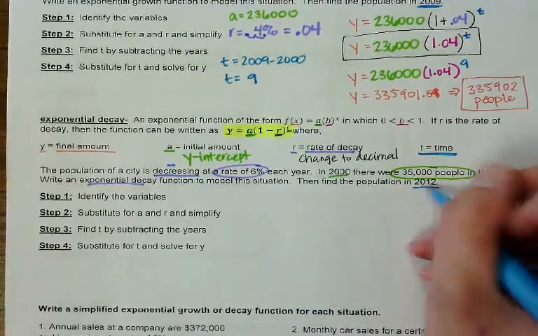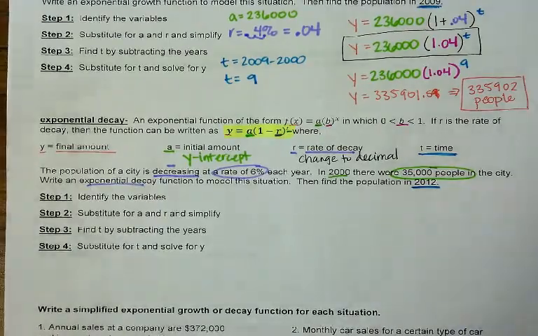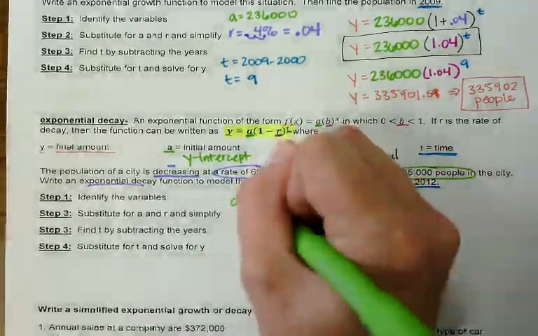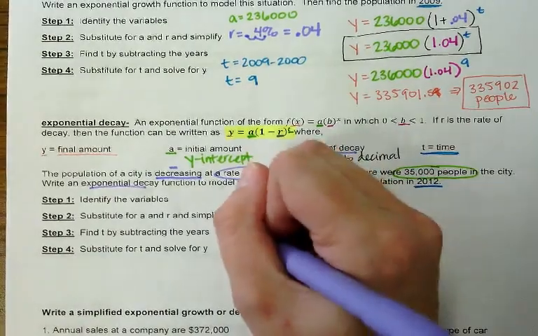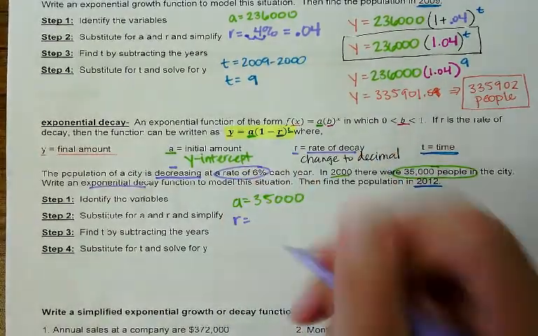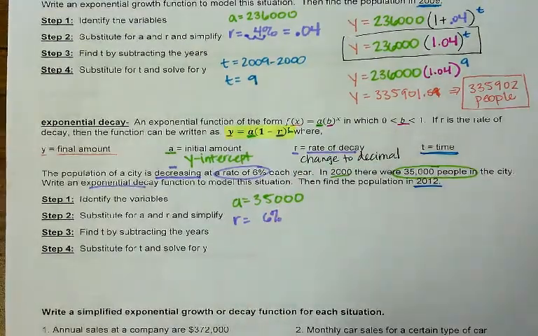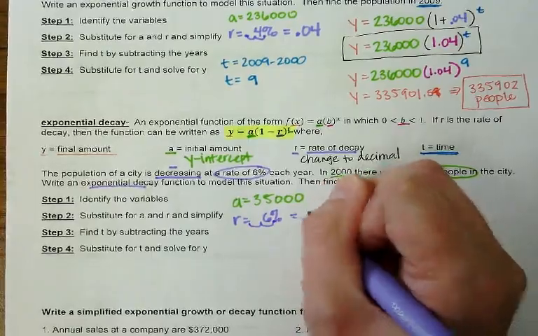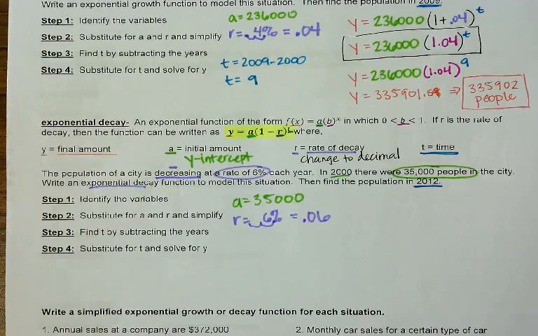All right, guys? So what is my initial value? How many people do we start with in this little city? Only 35,000, right? Okay. And what is my rate of decay? 6%. But how do I write that as a decimal? I take my decimal and I move it. So that's really 0.06. Are y'all comfortable with that? That 0.06 is what we want. Okay, so now that we know these two things, we can go ahead and write our equation.